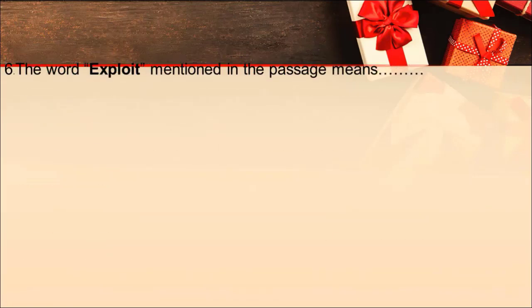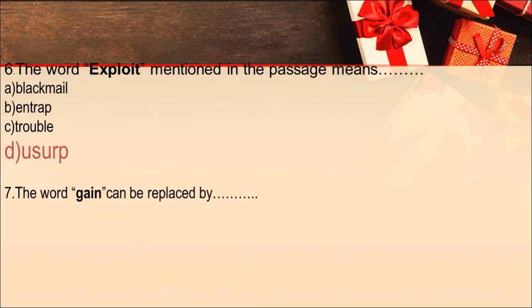Question number 6. The word exploit mentioned in the passage means A. Blackmail, B. Entrap, C. Trouble, D. Use. And the answer is Use. Question number 7. The word gain can be replaced by option A. Accomplish, B. Perform, C. Claim, and D. Obtain. And the answer is D. Obtain.